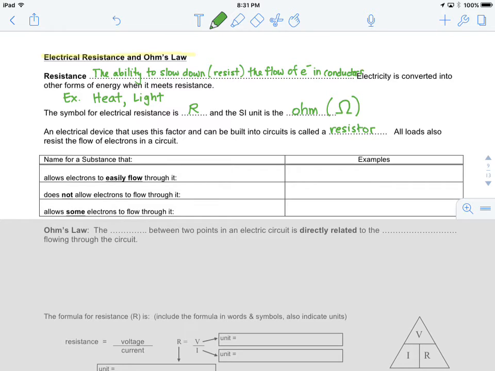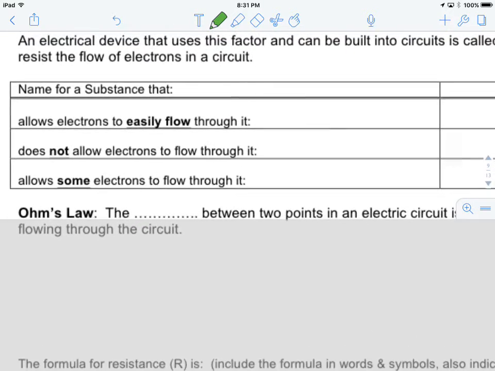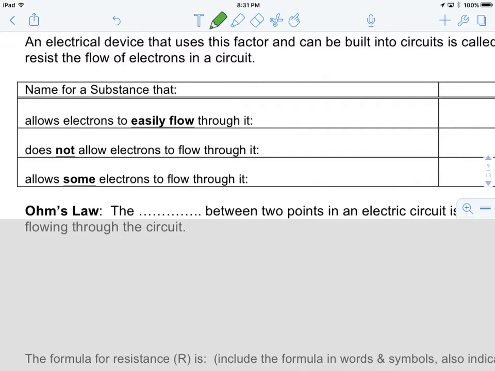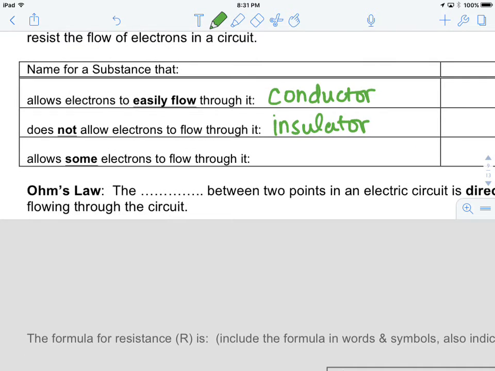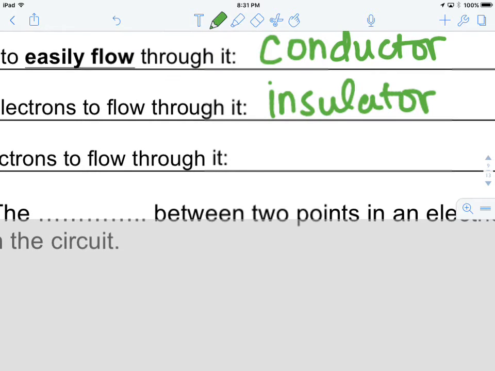So let's do a little bit of a recap. The name of a substance that allows electrons to easily flow through it is what we call a conductor. A substance that does not allow electrons to flow through it is an insulator. And a substance that allows some electrons to flow through it, we would call that a semiconductor.